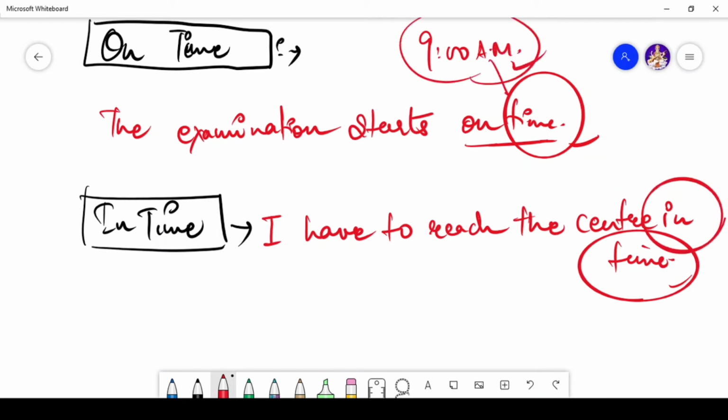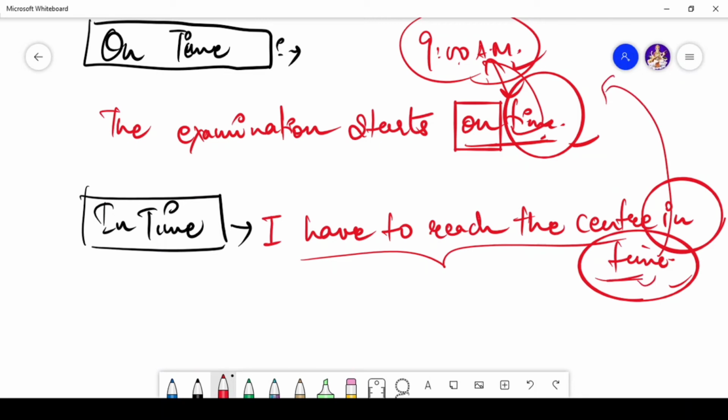If my exam starts at 9 a.m., that means the examination starts on time. It will be timely. So I have to reach the center in time. In time means I need to reach the center prior to 9 a.m., before 9 a.m. In that particular zone of time I have to reach the center. So this is the difference between on time and in time.